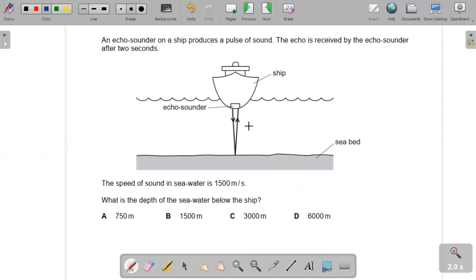As you see, there is the word echo. Echo is a keyword. So this is 2 equals 2 seconds. And echo here means we will use the formula V equals 2D divided by T. Okay, the speed of sound in air is 1,500. So we have here V, and T equals 2 seconds.